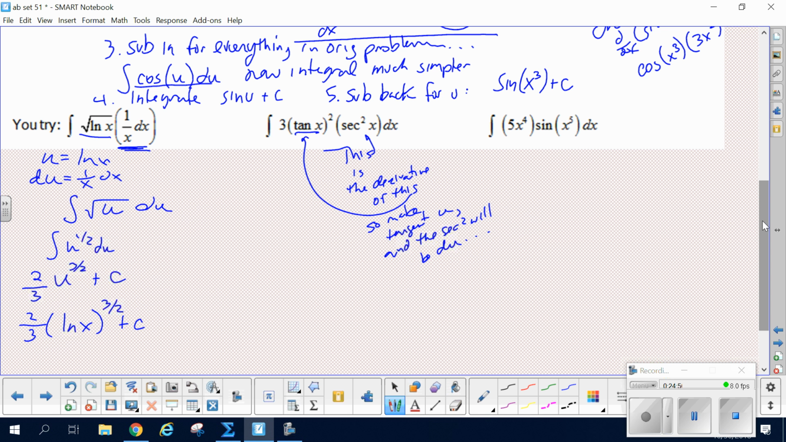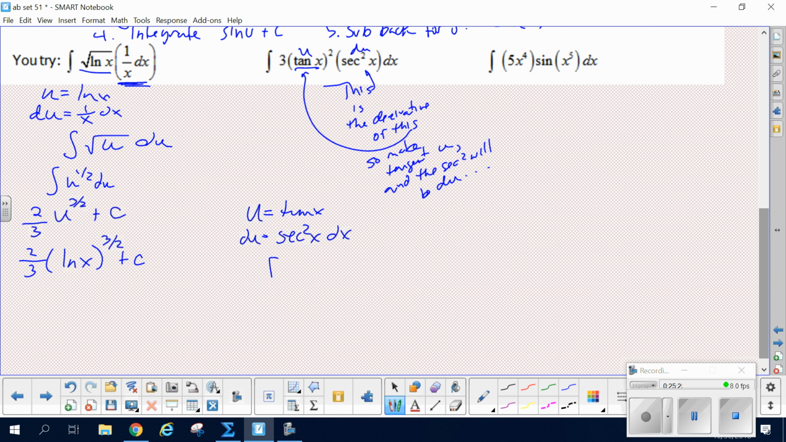It's looking pretty good. Most people chose well. When you go to choose, you say which one looks like the derivative of which. Do you agree that secant squared is the derivative of tangent? That means secant squared will be the du, and tangent will be the u. So your choice should be u as tangent. Du then, or du dx, is secant squared. If I move over the dx, then secant squared dx is my du.